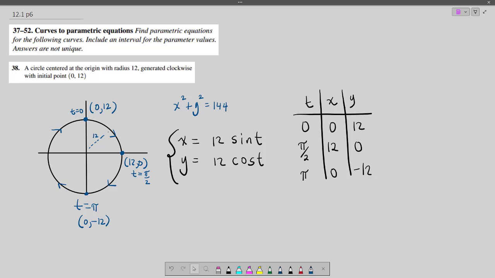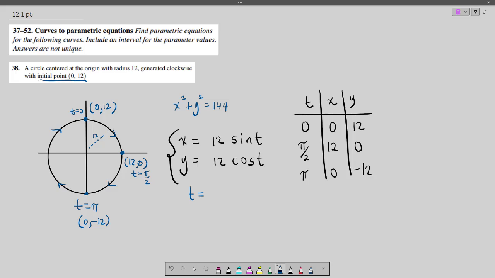Does it matter where you start, or does it just matter which direction we're going? Well, this said with initial point 0, 12. So if it tells us where we have to start, sometimes we'll have to do a shift of some sort to get to that starting point. Here we didn't have to do any sort of shifting with the t. Sometimes you can replace t with t minus pi or pi minus t. There's several things that you'll see you might do as you do the homework.